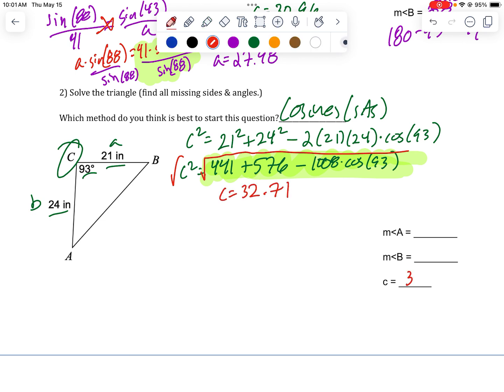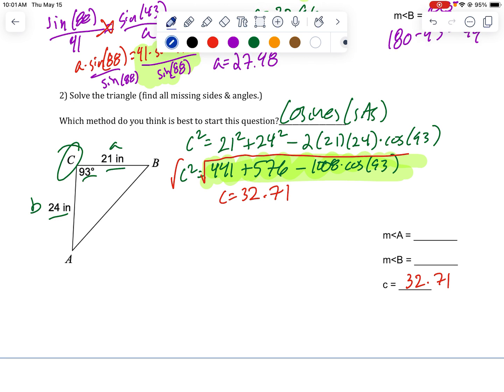Now to find angle B, oops, 32, not 33, I'm going to need to use the law of sines. Now, could you find angle A? Sure. You can find angle A first. No matter what, you're going to have to use the law of sines, and you're going to have to use angle C and side C to help you do that. So what do I mean? So sine of 93 over 32.71 equals sine of B over 24.